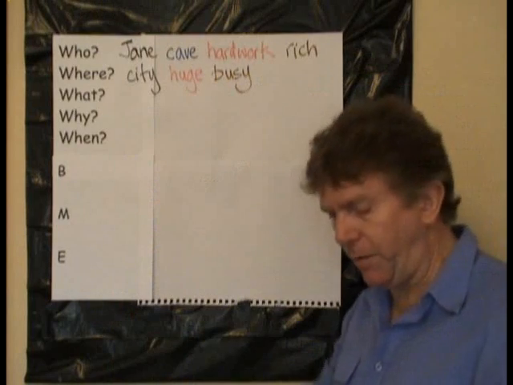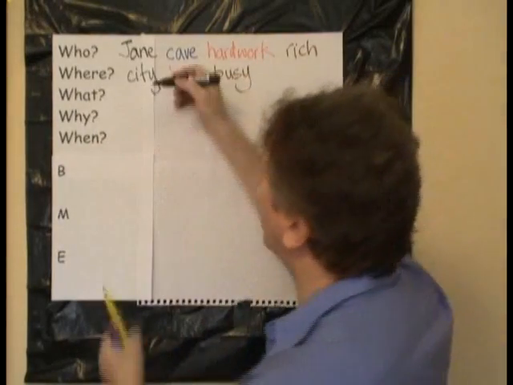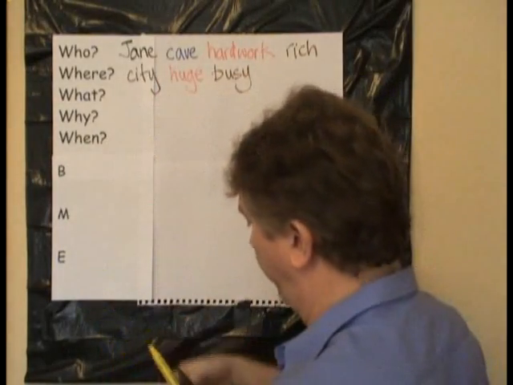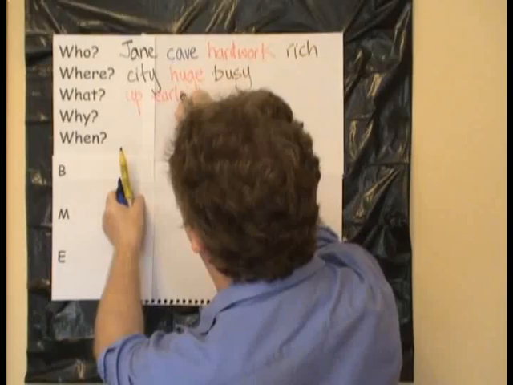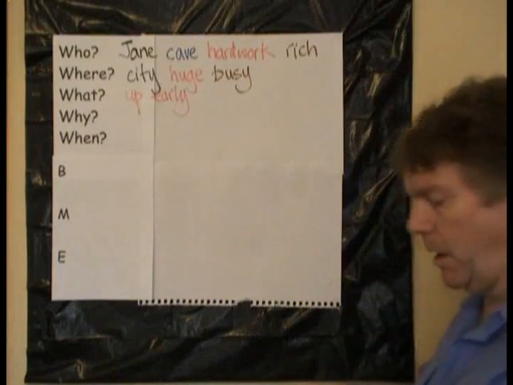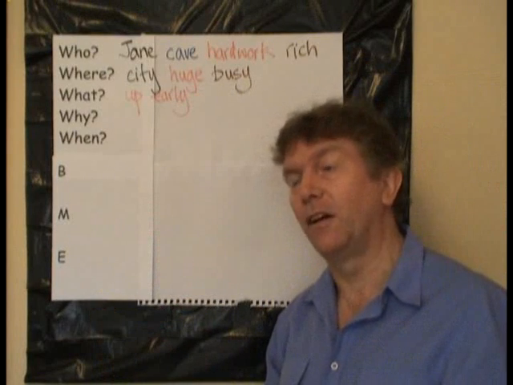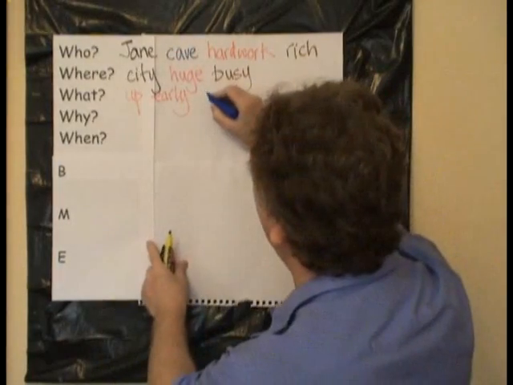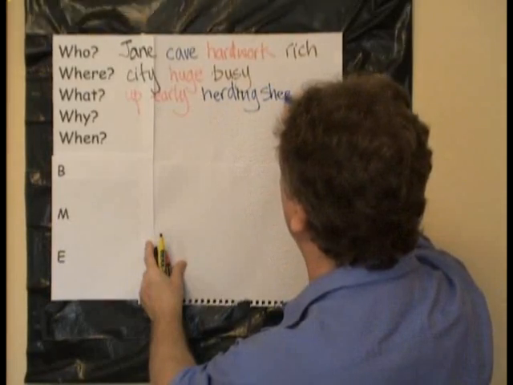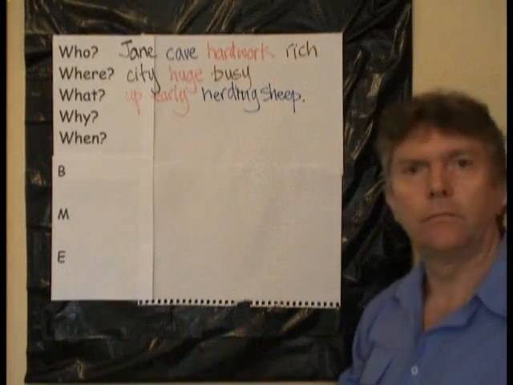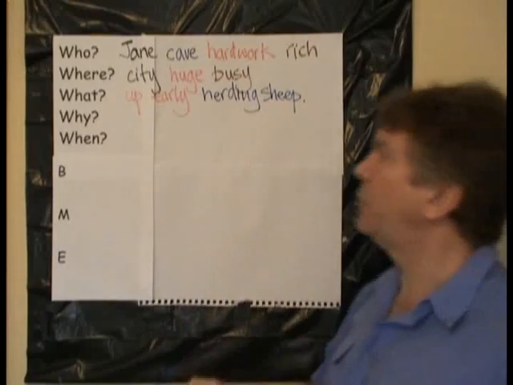And what was she doing at the beginning? Well, if you think about Jack, he was always lying in bed. So what was she doing? She was perhaps, I'll put it in a different colour, we'll say that she was up early and working. And it was a cow in the story. Now, I'm not saying that a sheep's exactly the opposite of a cow, but we could say that up early and herding sheep. Okay, so Jack and the Beanstalk, Jane and the cave, hard worker, rich, up early, herding sheep.